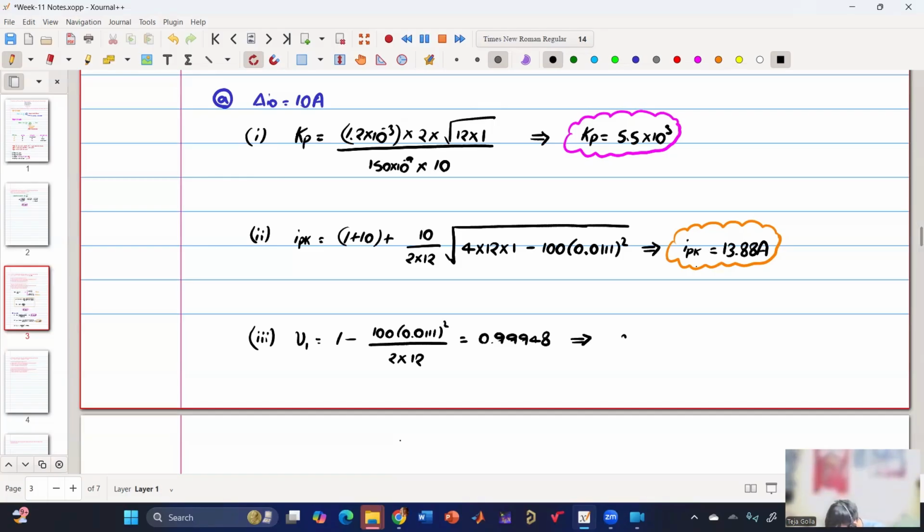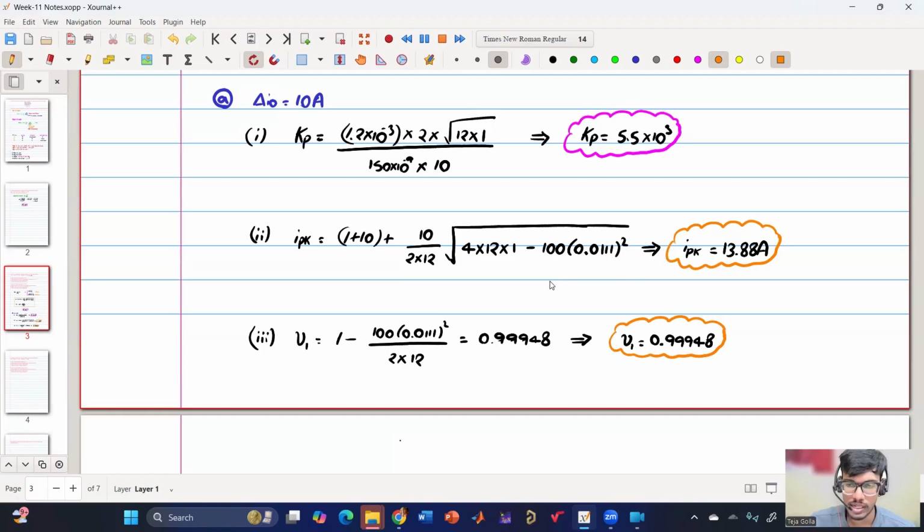So we can say that V1 is 0.99948. So the undershoot will be 1 minus this, which is actually very less than a millivolt, so half a millivolt. Practically, this much less undershoot may not be possible because it is in the range of noise. Theoretically, this is what we are getting. Practically, it will be, of course, more than this. So that thing you should keep in mind.